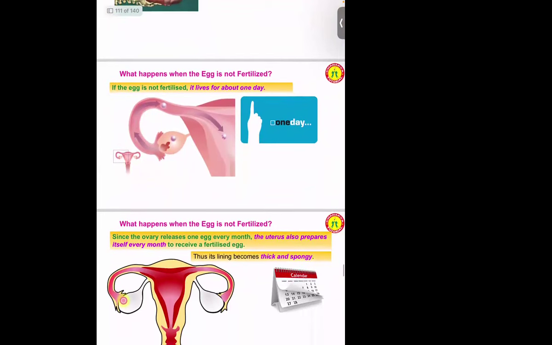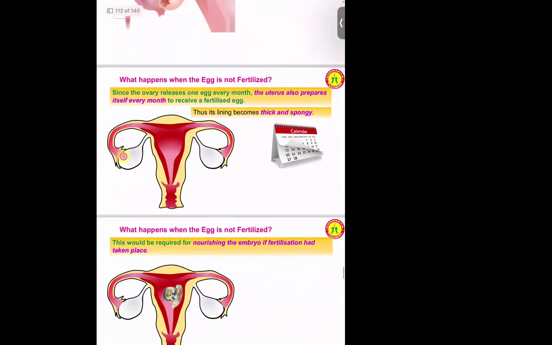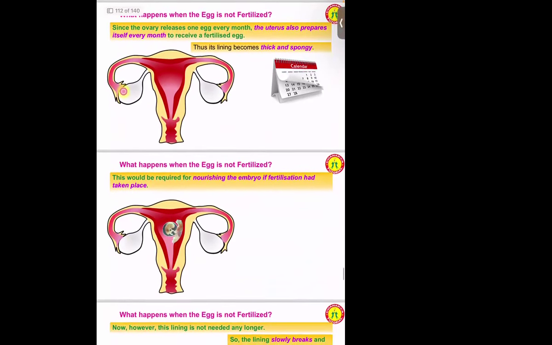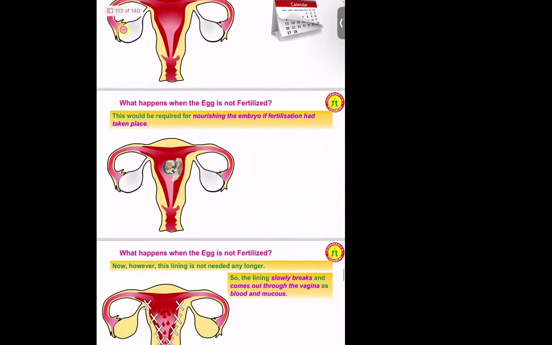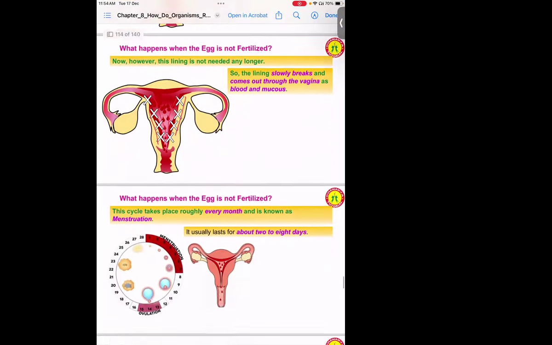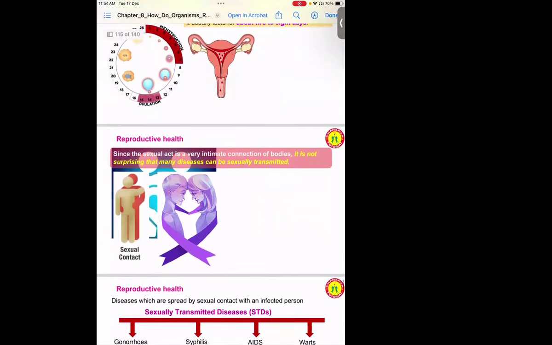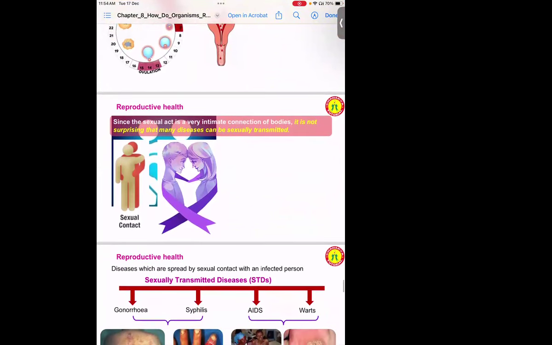Now, what happens if the egg is not fertilized? If the egg is not fertilized, it lives for about 1 day. Then the uterus lining becomes thick and spongy, and the blood starts coming out. You can see this layer slowly shed off, and the blood comes out through the vagina as blood and mucus. This happens every month and is called menstruation. For almost 2 to 8 days, the female undergoes this process.